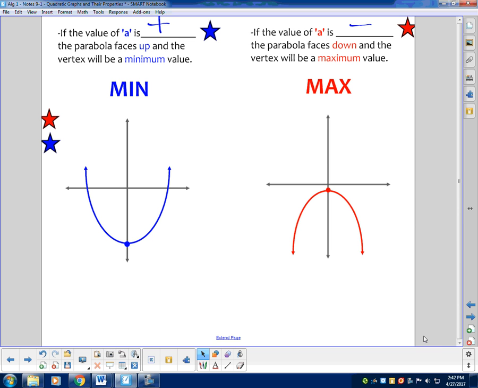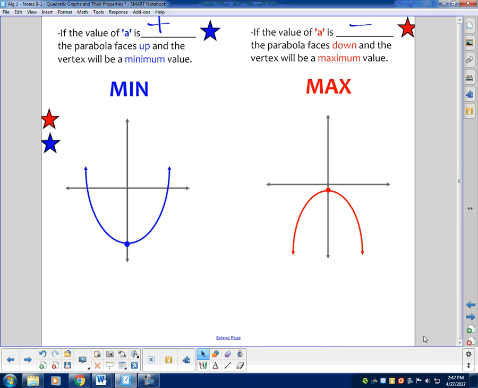That's it. We're just classifying min and max. Ready for the next page? Do you understand what min and max is of a parabola? Does every parabola have a min or max? Yes. And how many does it have? One. It's either one or the other, right?